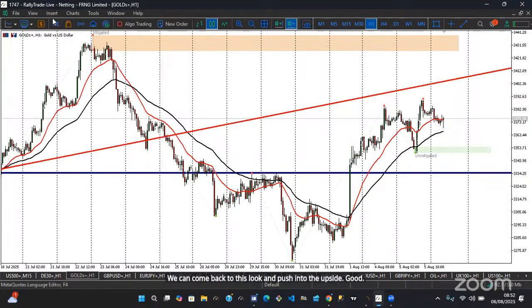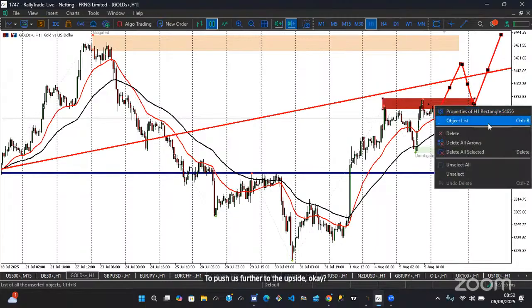Now, this level is a hot zone. Why is this level a hot zone? There was a significant push to the downside, although price wasn't pushing up. But if price can break out of this level, then it becomes a hot zone, a very key level to trade in future. Which means if you can break out of this particular level here, then we would want to see price tap into this level to push us further to the upside.